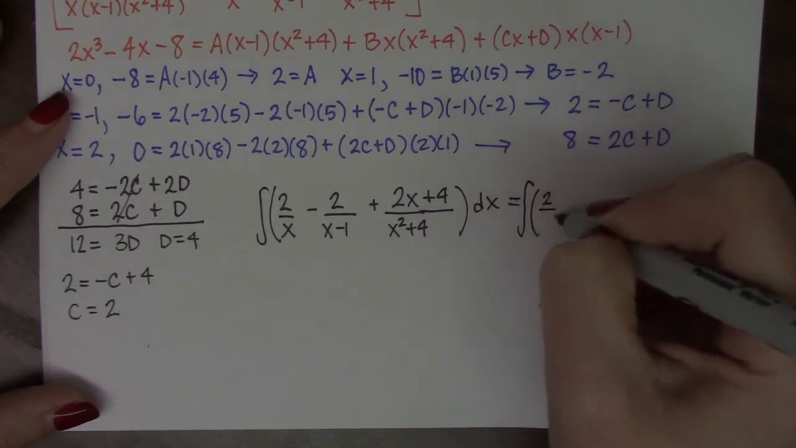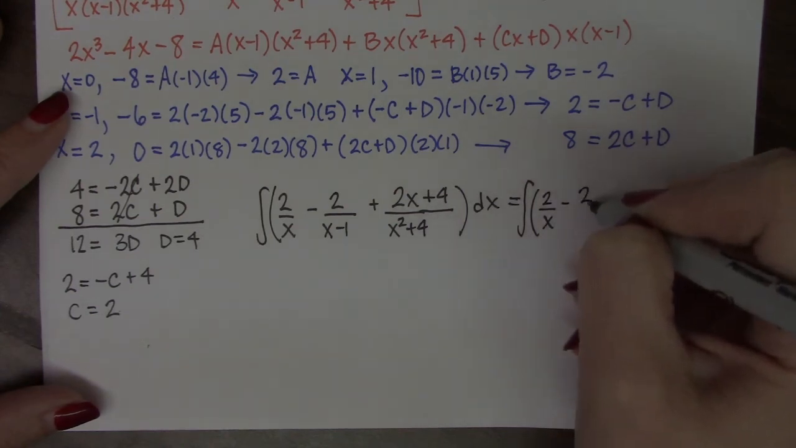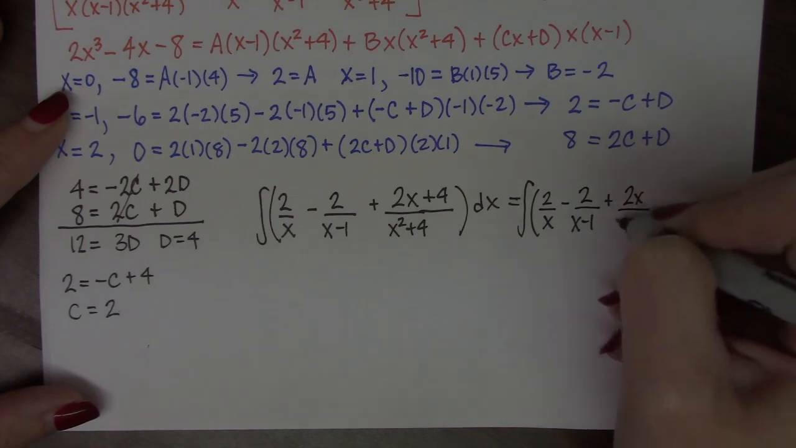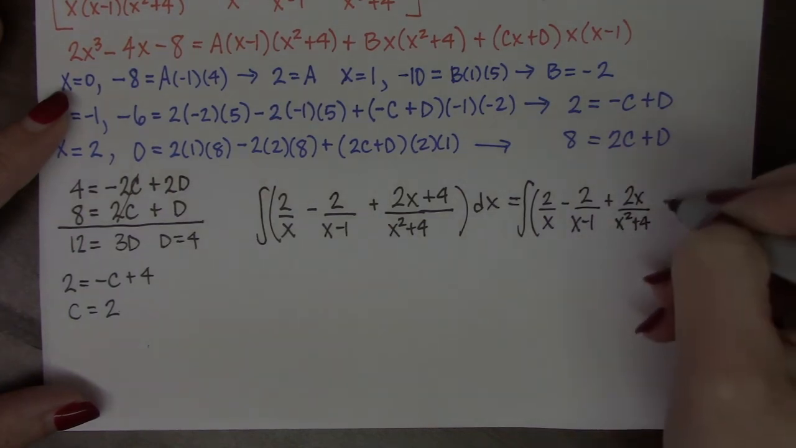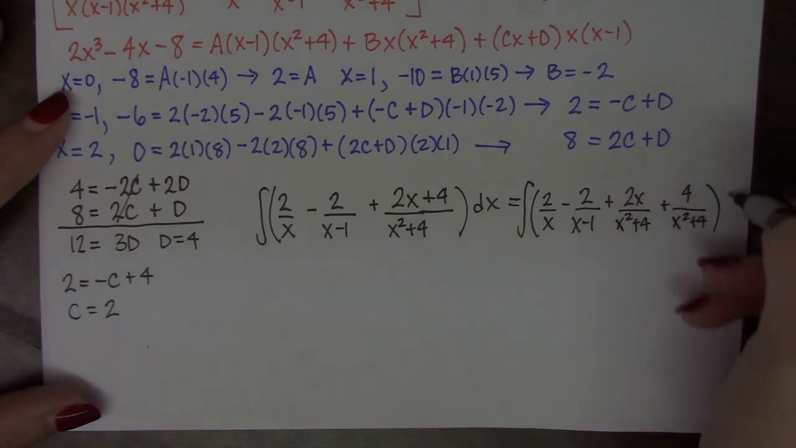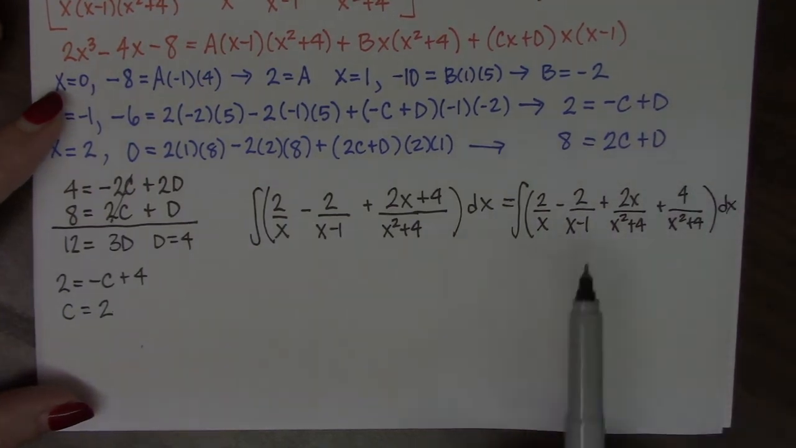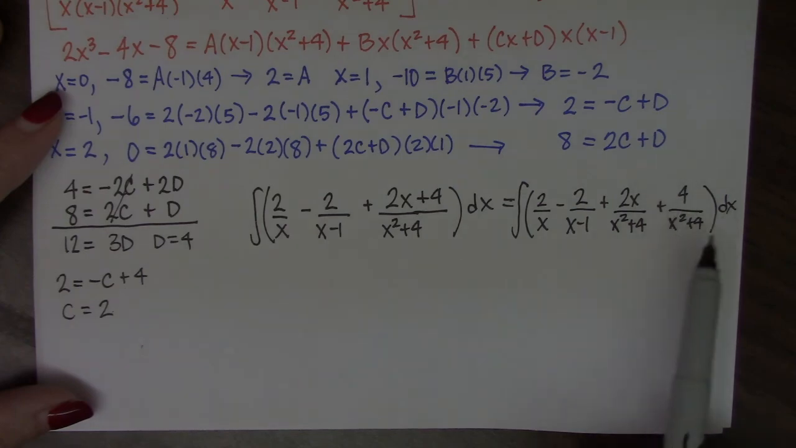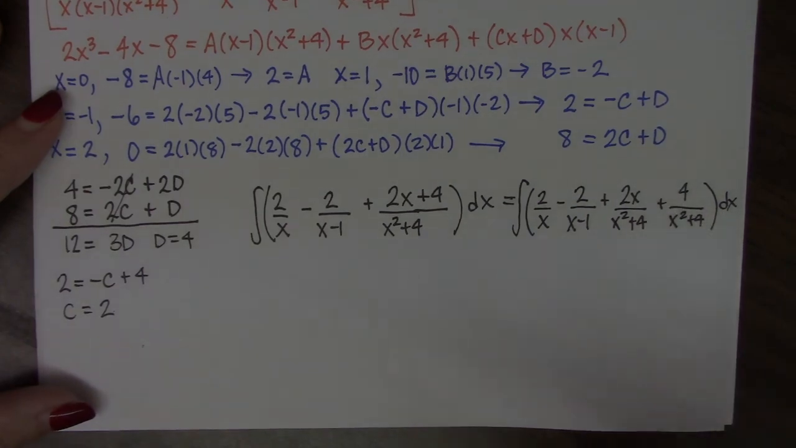So now we'll say we have (2x minus 2) over (x minus 1) plus 2x over (x squared plus 4) plus 4 over (x squared plus 4) dx. So now this can be integrated directly. Now I have everything to u-sub this one, and this is actually a form of arctan.